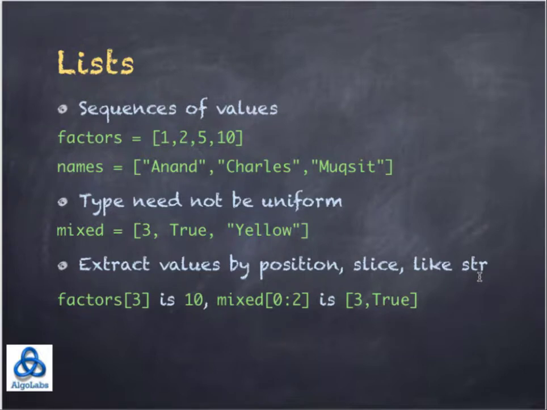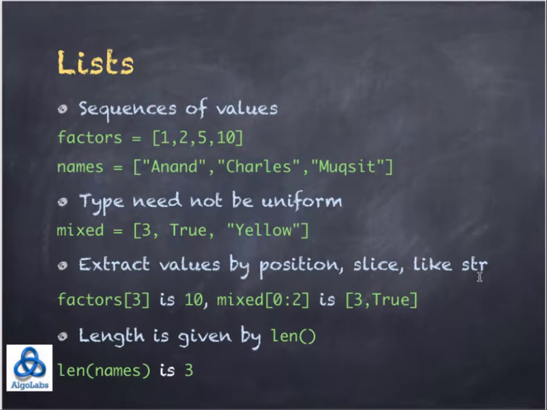So the first list has 4 elements, so the positions are 0 to 3. So the value at position 3 is the number 10, the last one. Similarly, if we take the slice 0 to 2 of the list mixed, this consists of the values at position 0 and 1. Remember, the 2 is not included. So we get the sublist 3, true. Just like in strings, we can get the length of a list by using the function len.